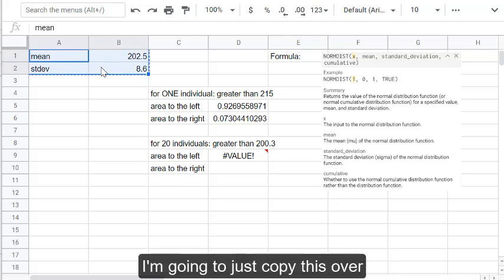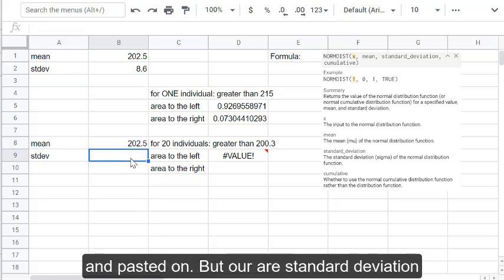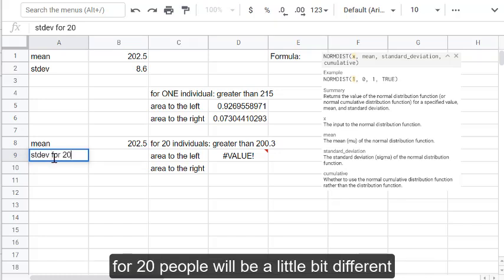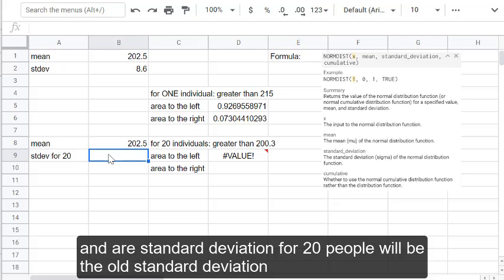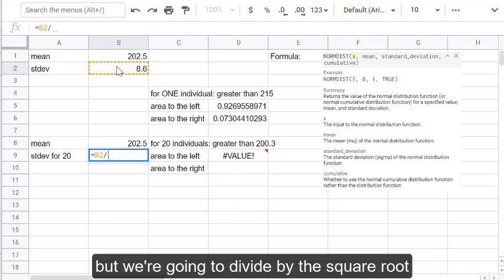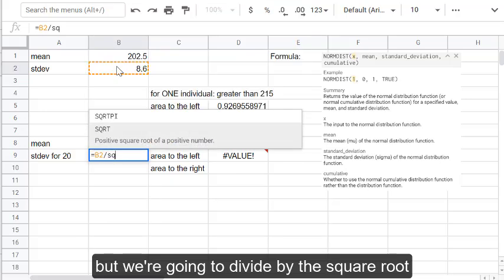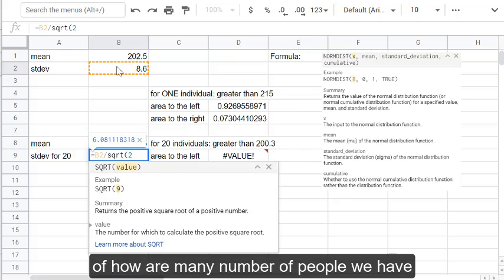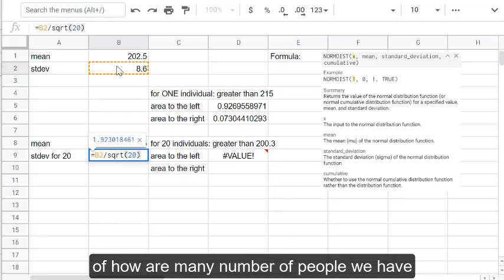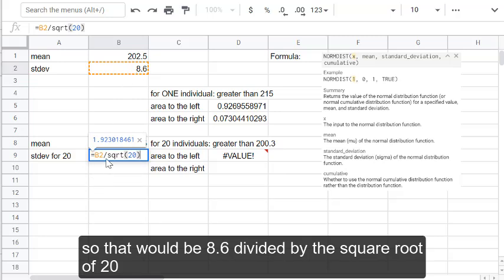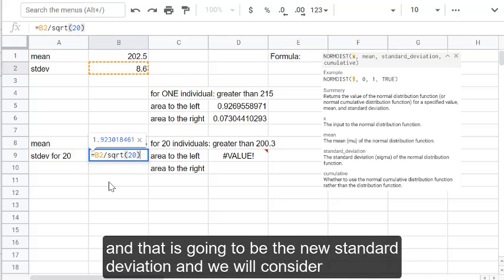I'm going to just copy this over and paste it on, but our standard deviation for 20 people will be a little bit different. Our standard deviation for 20 people will be the old standard deviation, but we're going to divide by the square root of however many number of people we have. So that would be 8.6 divided by the square root of 20, and that is going to be the new standard deviation that we will consider.